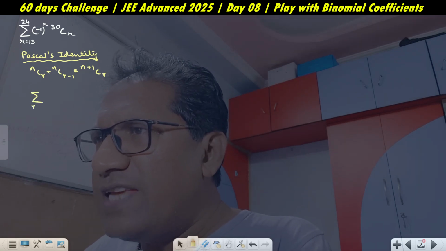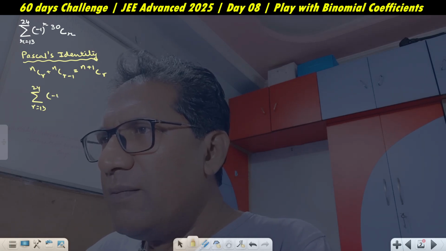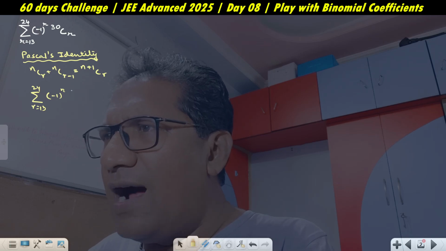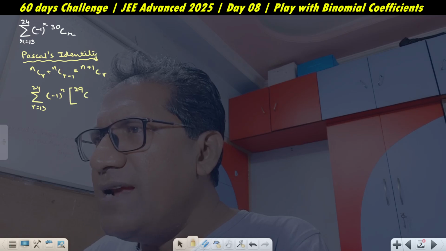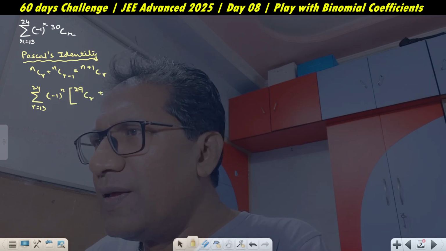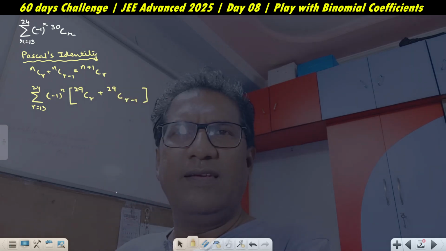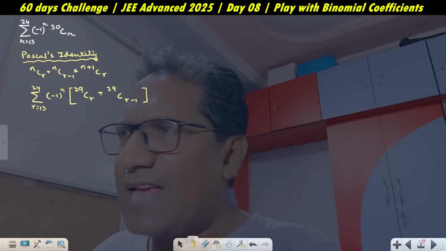So the given series is the sum from 13 till 24 of minus 1 whole to the power r, 30CR. Now 30CR can be written as 29CR plus 29C(R minus 1). Is it clear? Is this correct? Simply I have used Pascal's identity.